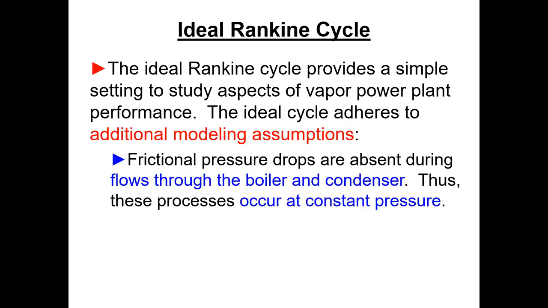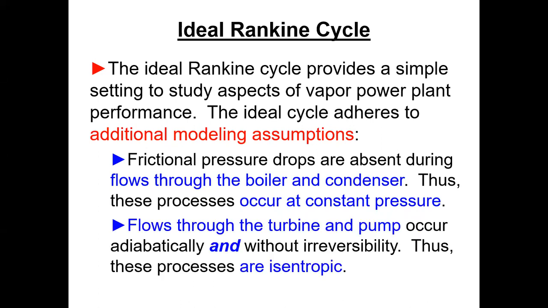Frictional pressure drops are absent during flows through the boiler, condenser, and piping, and these processes occur at constant pressure. In that first diagram, we saw how the reheat pressure dropped in the piping on its way back to the boiler, about a 40 to 45 PSI drop in the real cycle diagram on that first slide. In an ideal Rankine cycle problem, we would just ignore that pressure drop. That's one of the assumptions we make for ideal Rankine.